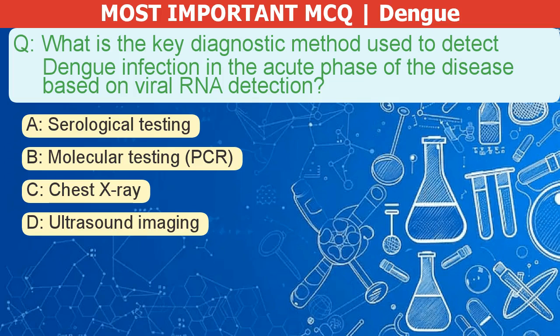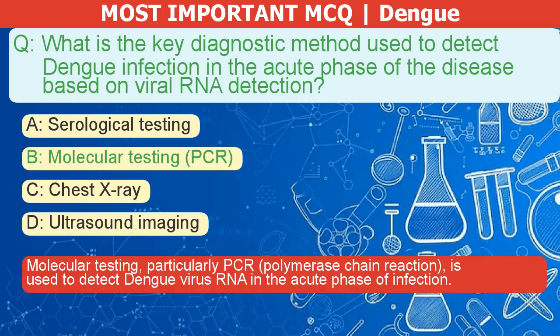What is the key diagnostic method used to detect dengue infection in the acute phase of the disease based on viral RNA detection? A. Serological testing. B. Molecular testing, PCR. C. Chest X-ray. D. Ultrasound imaging. The correct answer is B. Molecular testing, particularly PCR, polymerase chain reaction, is used to detect dengue virus RNA in the acute phase of infection.